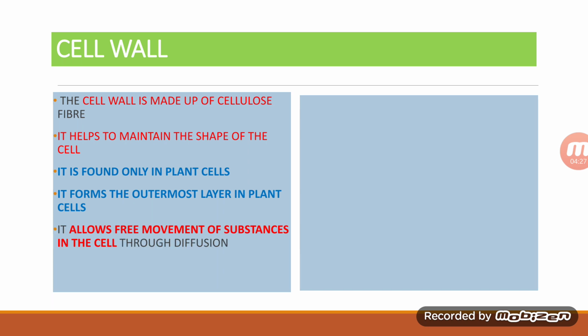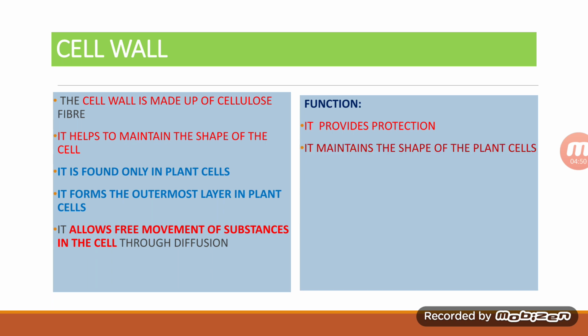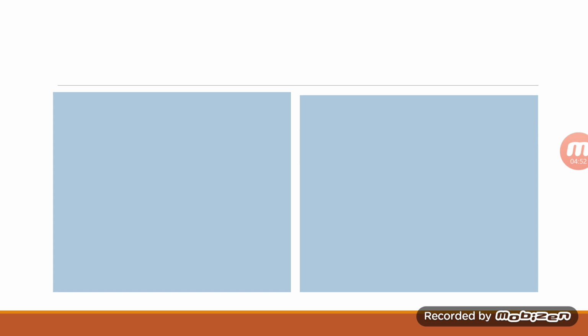So the cell wall is completely permeable, means it does not restrict any substances to enter and leave. It can allow all types of substances to enter through the cell wall by a process called diffusion. So the function, it provides protection, it maintains the shape of the plant cells.